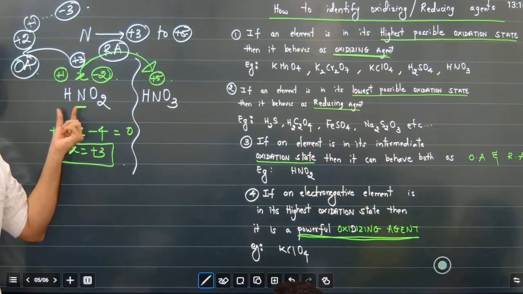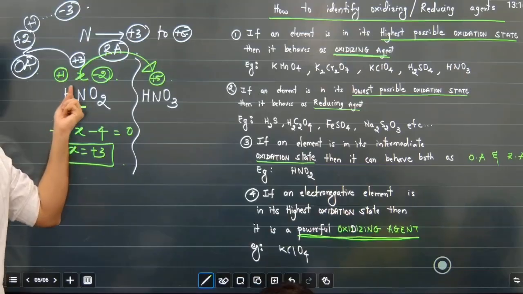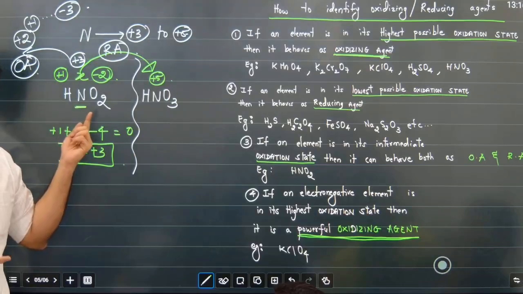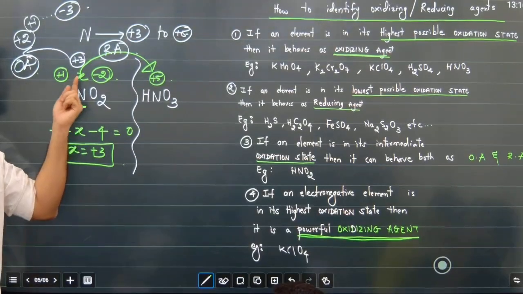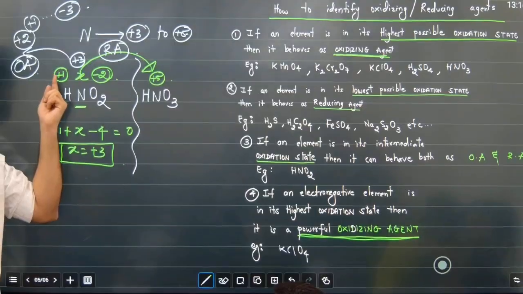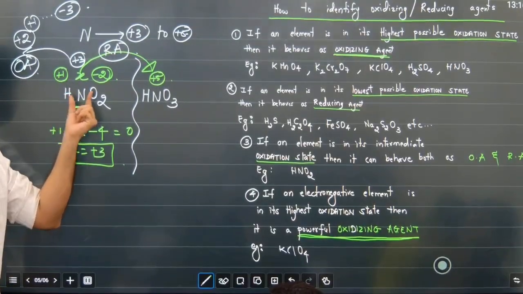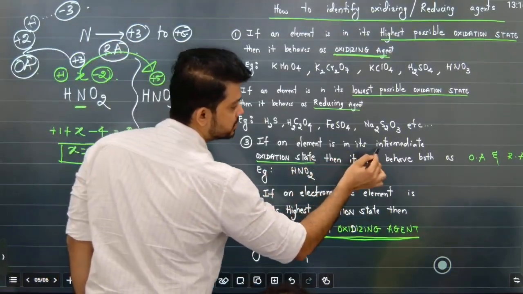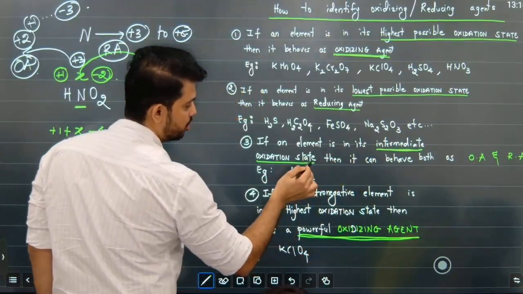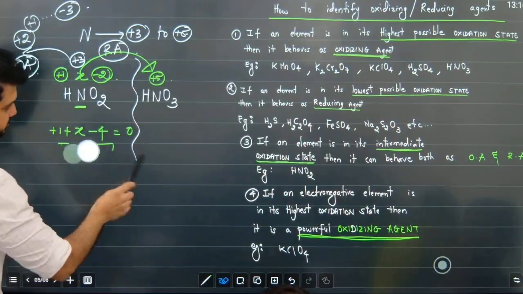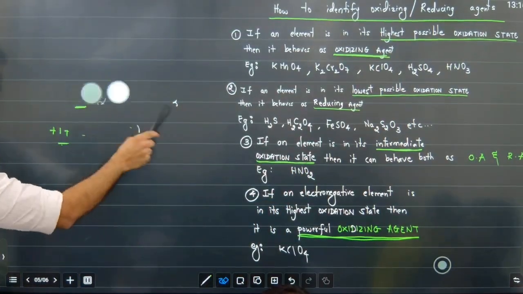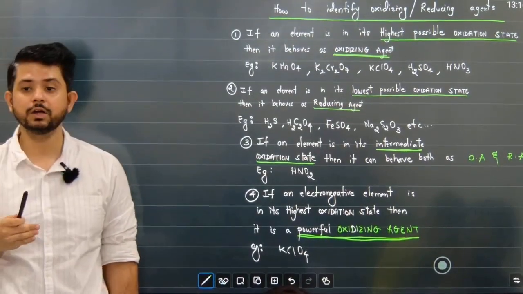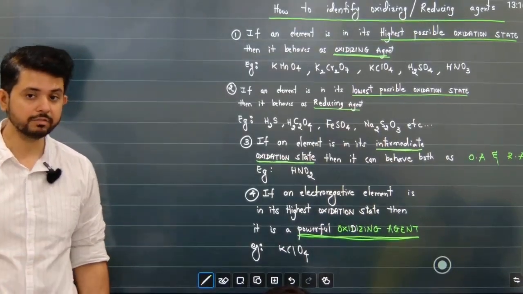HNO2 is not like that, because nitrogen here is +3. It can go to +5, meaning it can give away 2 more electrons, so it can behave like a reducing agent. But at the same time, from +3 it can become +2, +1, which means it can also gain electrons. So HNO2 acts as both an oxidizing agent as well as a reducing agent, because it is in an intermediate oxidation state. This is how, students, you can identify whether an element is an oxidizing agent or a reducing agent, or probably even both. And this is very important even in organic.